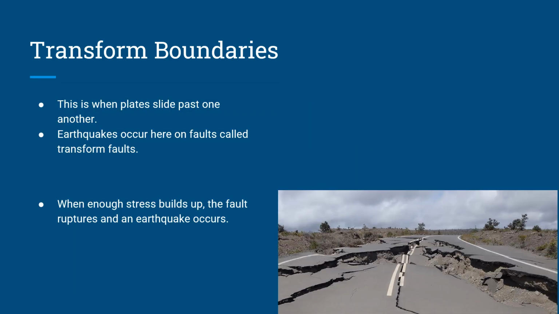Okay, transform boundaries. This is when plates slide past one another, and earthquakes occur here on faults called transform faults. So when enough stress builds up, the fault ruptures and then an earthquake occurs.